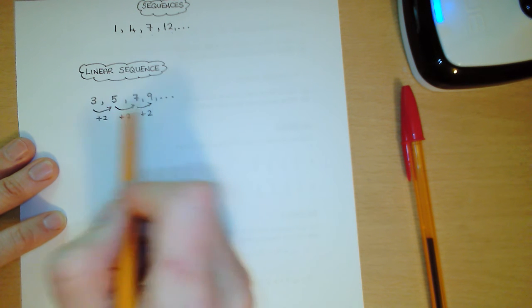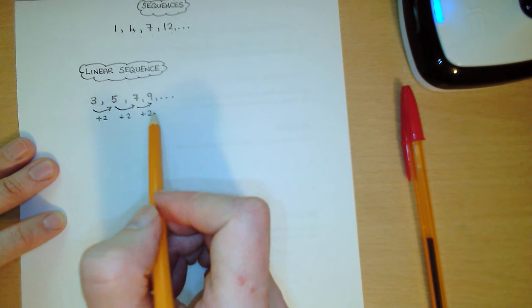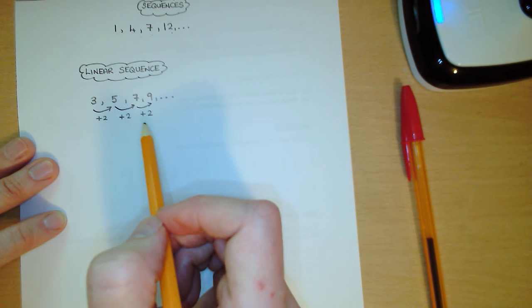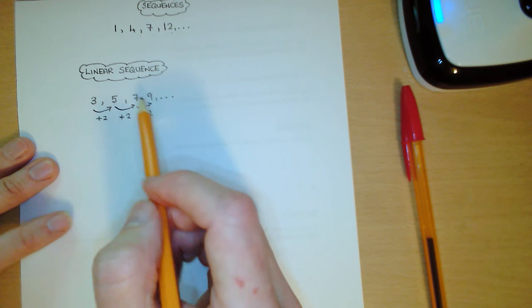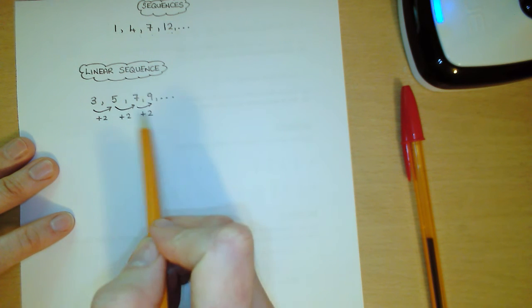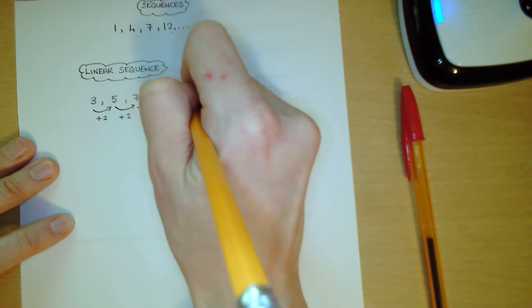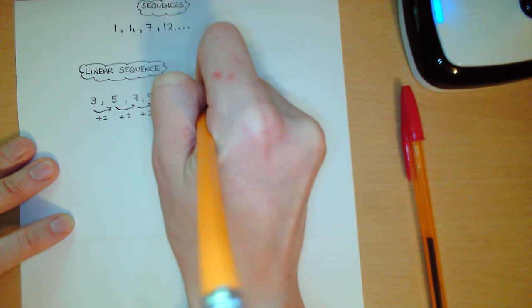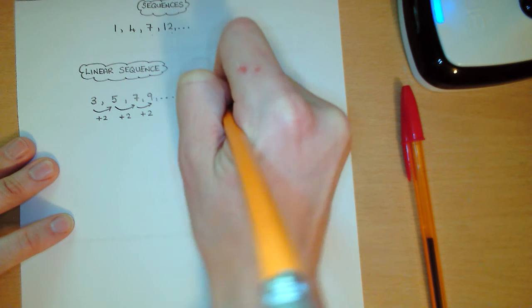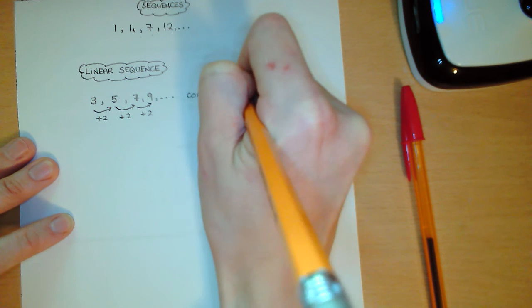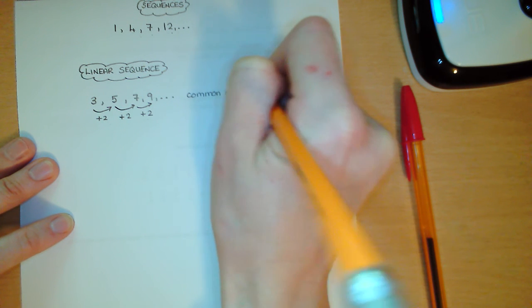It's either going up by the same amount each time, or it could be going down by the same amount each time. And the amount that it goes up or down by is called the common difference. So this linear sequence would have a common difference of +2.